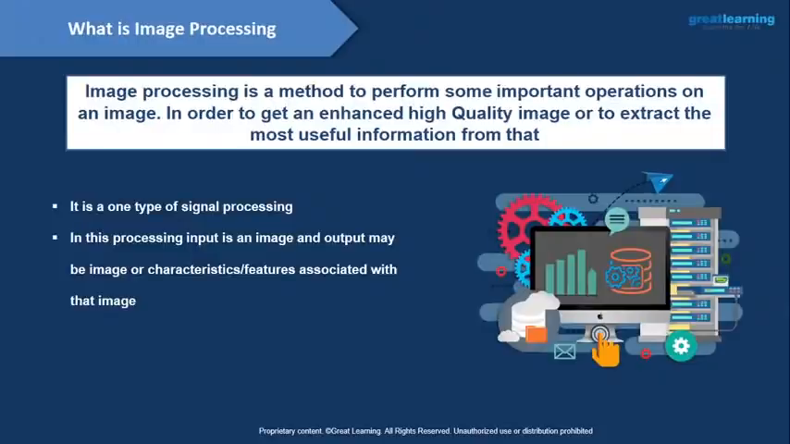It is one type of signal processing. If you are from an ECE, electronics background, you should have an idea of what signal processing is. For those who don't, a one-liner: signal processing is, for example, the way we talk, right? Your voice can also be processed to do text to speech or other applications as well. So this is one type of signal processing. In this processing, for image processing, our input is an image and the output is also an image, or a characteristic or features associated with that image, right?